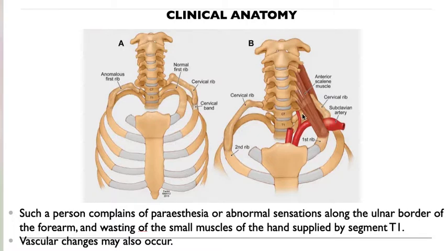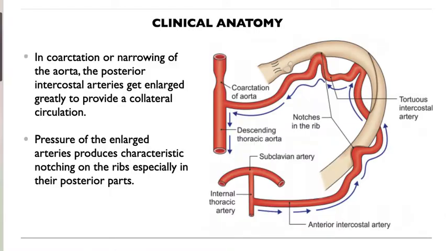So now, this person may complain of paresthesia or abnormal sensations along the ulnar border of the forearm, wasting of the small muscles of the hand supplied by segment T1, and vascular changes may also occur.